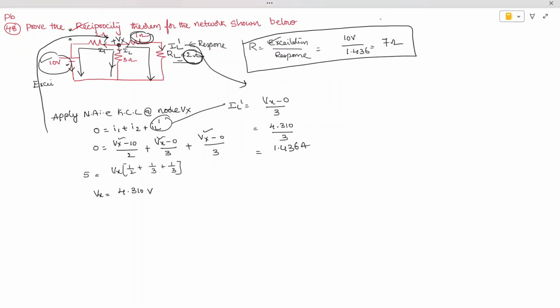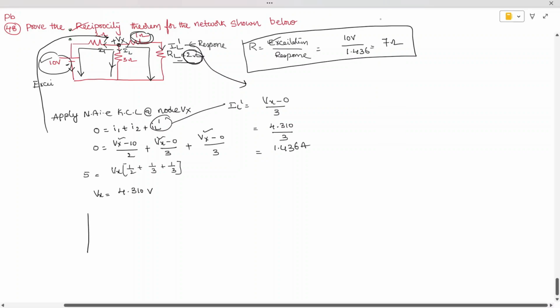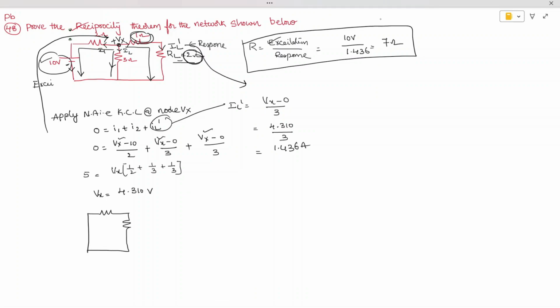Now let us try to interchange the positions of voltage source and branch currents, and let's try to determine. I'm going to redraw the network. See here, this voltage source I'm going to short circuit, and I'm drawing a 2 ohm resistor, and next one is 3 ohm, and next one is 1 ohm and 2 ohm. And we are inserting the voltage of how much? 10 volts. So here we are inserting that voltage 10 volts.